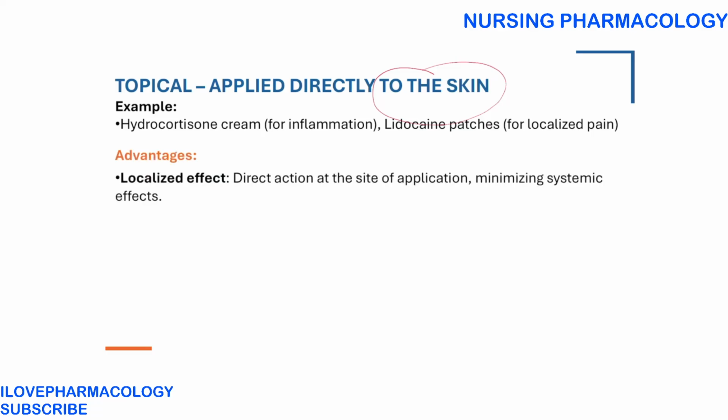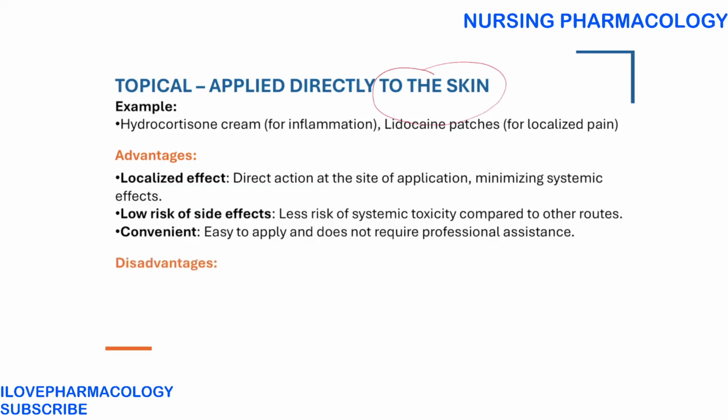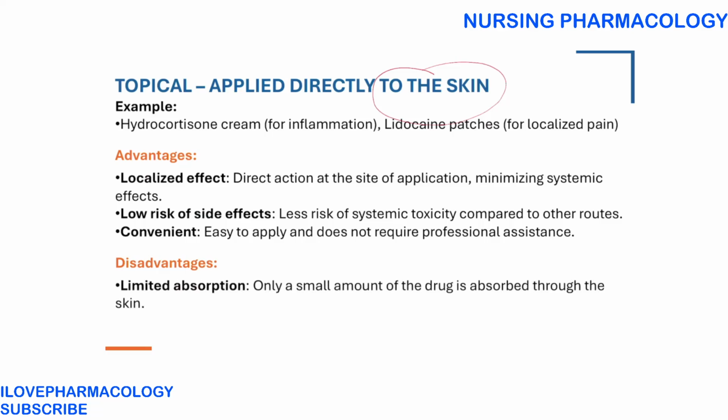So the advantage of topical preparation is, since it is a localized preparation, it produces localized effect, it is not going to produce any systemic side effects. So it will minimize the systemic side effect, because the drug is directly applied onto the site where it is required, and lower risk of side effects. There is no or lesser risk of systemic toxicity when compared to the other routes, and it is more convenient to apply, does not require any professional assistance.